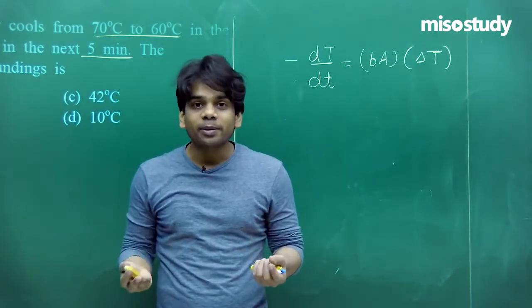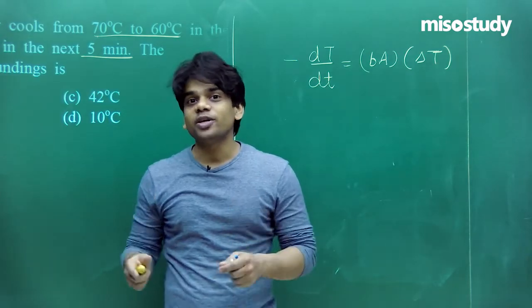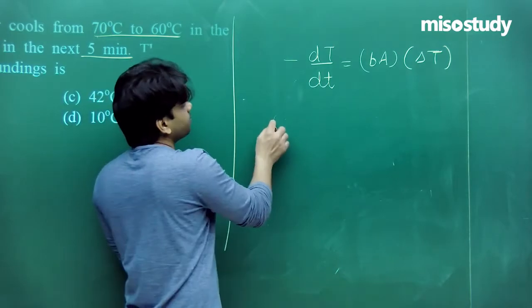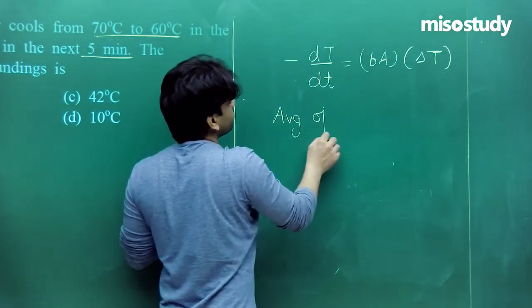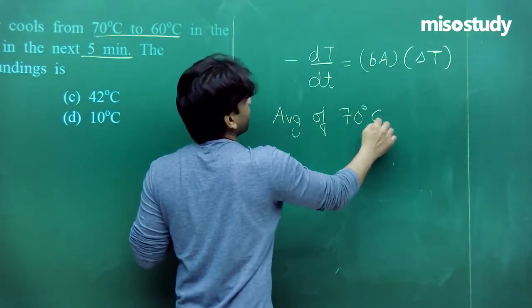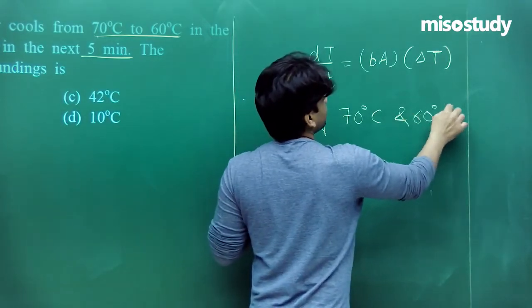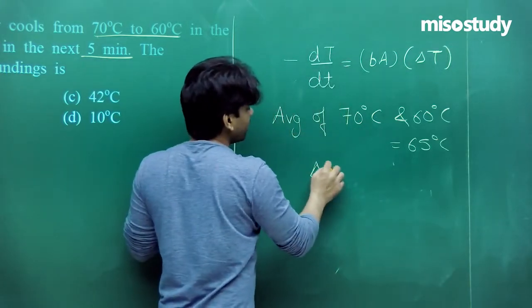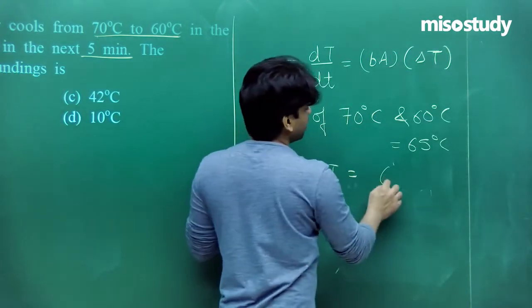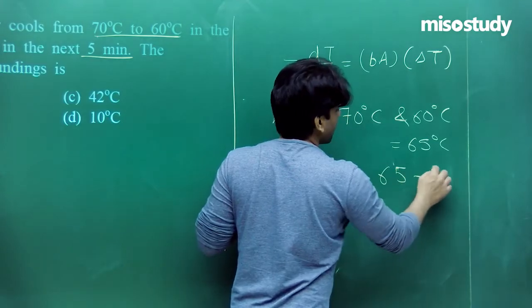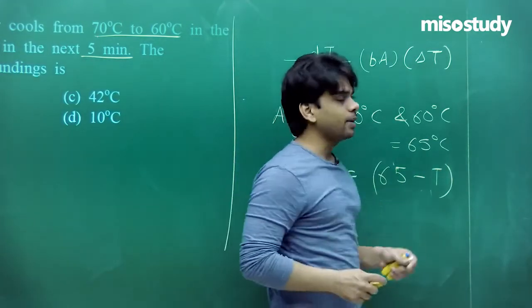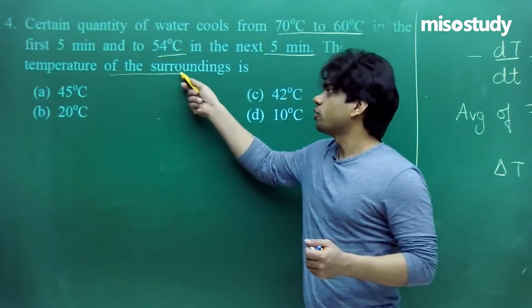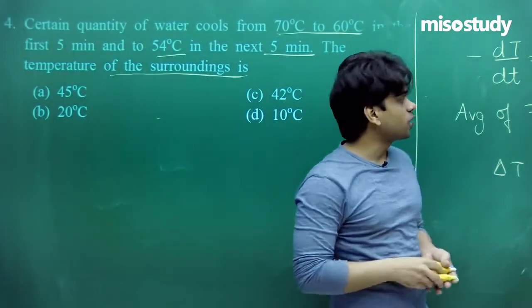Now here you see the object temperature cools from 70 degrees Celsius to 60 degrees Celsius. So what temperature to take? We have to take the average of 70 degrees Celsius and 60 degrees Celsius to be the object's temperature. So the average will be 65 degrees Celsius. So delta T will be 65 minus room temperature. Capital T I am using for room temperature because that is what we need to evaluate. Let us say T is the temperature of surrounding.